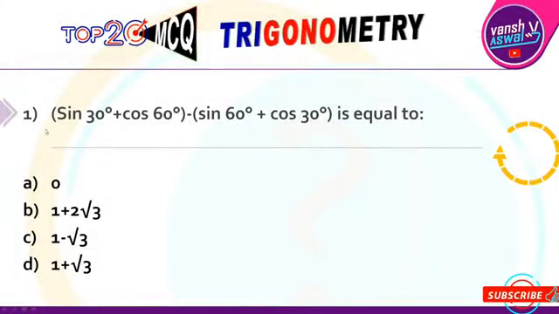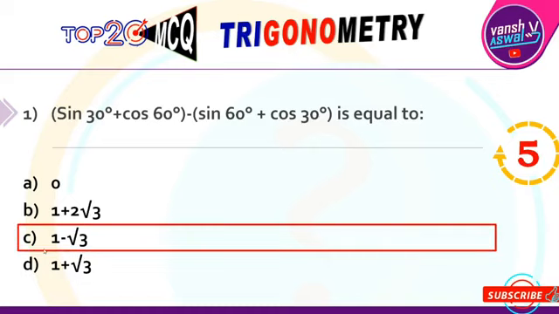Our first question is: root of sin 30 degree plus cos 60 degree, minus root of sin 60 degree plus cos 30 degree, is equal to. Your right option is C, 1 minus root 3.